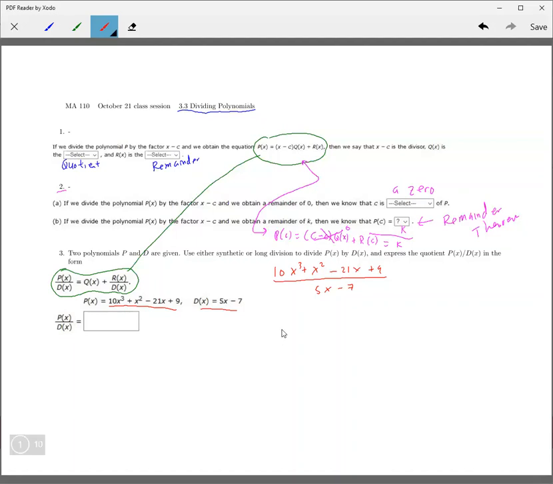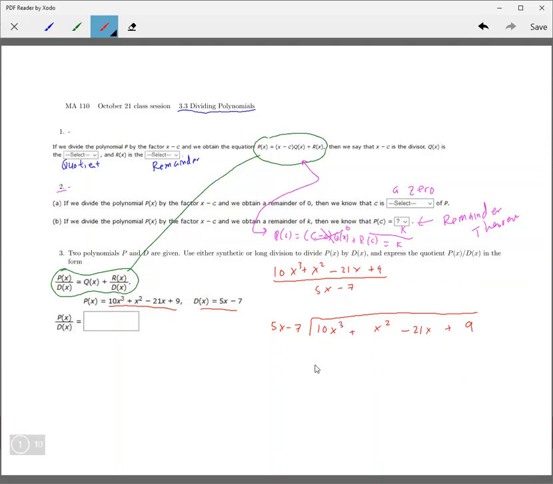So what you do is you put the 5x minus 7, what you're dividing by, on the outside. Then you put this on the inside. And in this case, there are no missing terms, the powers go down consecutively. So this is the x cubed, x squared, the next one is x, and the next one is without the factor. So 3, 2, 1, 0 right there.